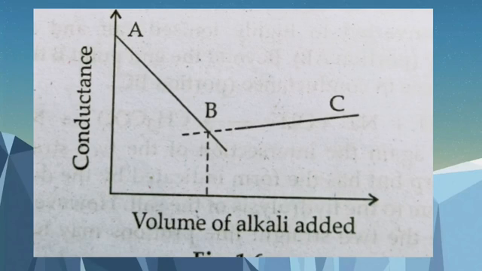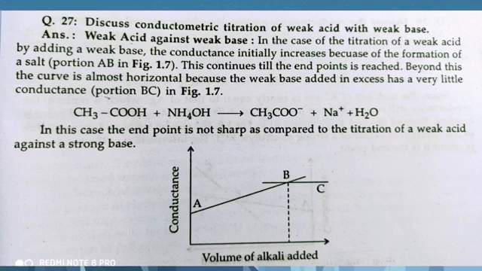The conductance versus the volume of alkali added. Now the next one, the conductometric titration of weak acid and weak base. In the case of the titration of weak acid by adding a weak base, the conductance initially increases because of the formation of a salt. Portion AB shown in the figure.